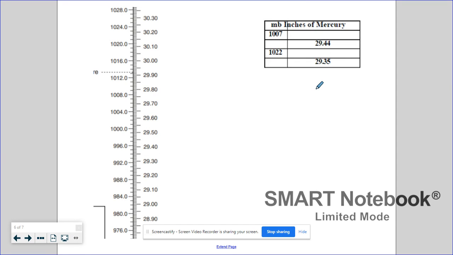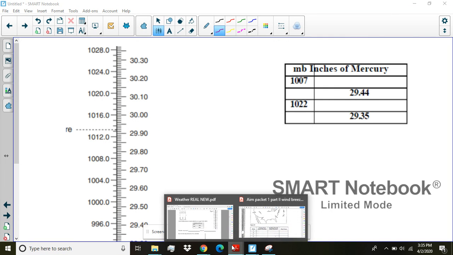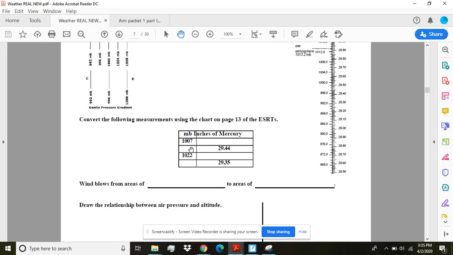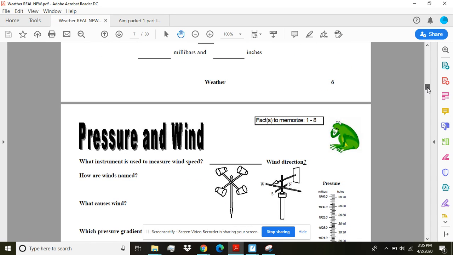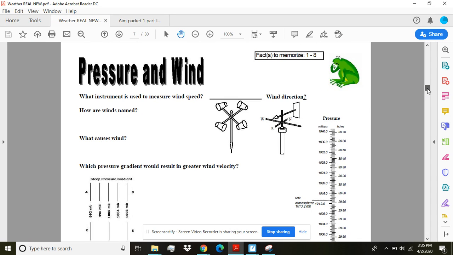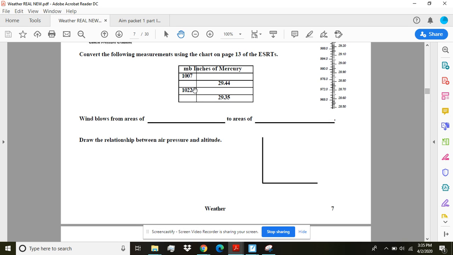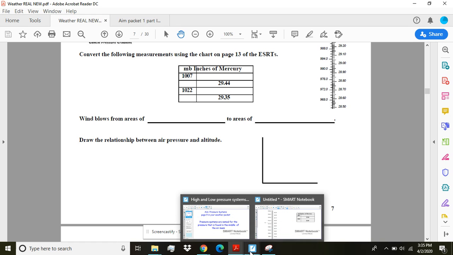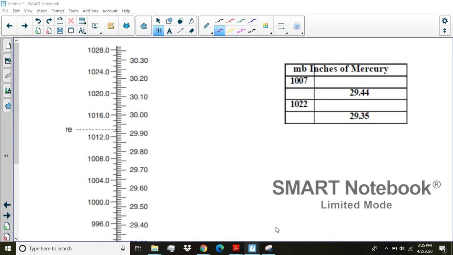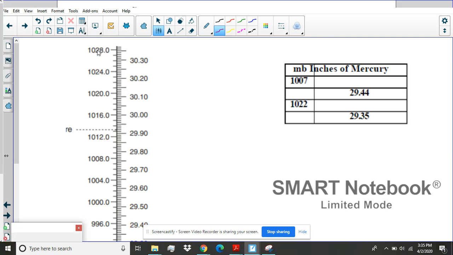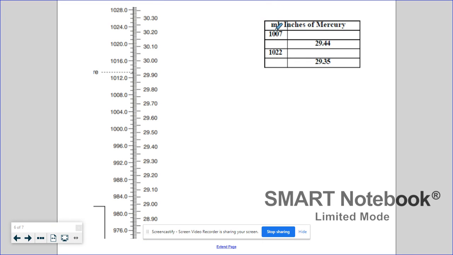So in your packet, you have this little chart, and if we go to your weather packet, I think it's on page 7. It says pressure and wind. We just did this. You're just looking at this little chart kind of in the middle of page 7. I forget if I added new stuff to it. Looking at this, again, you want to be very careful. We're going to be converting the millibars into inches of mercury.